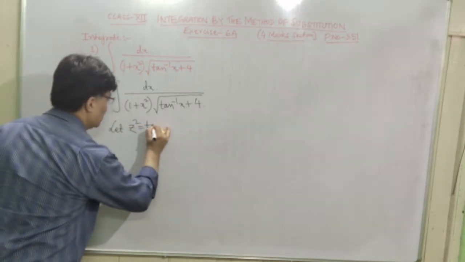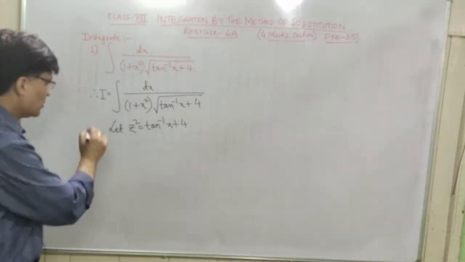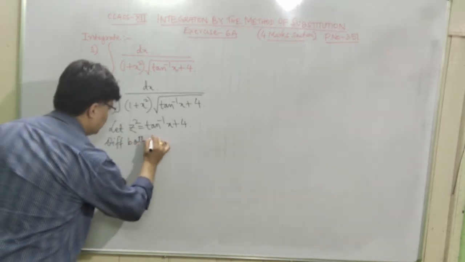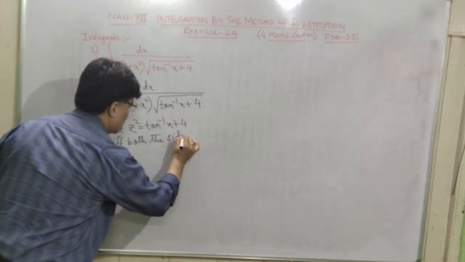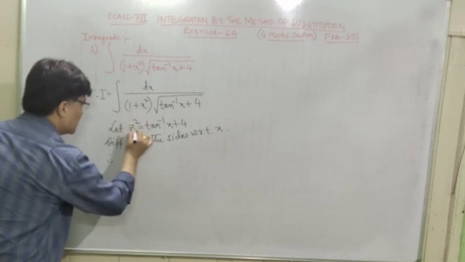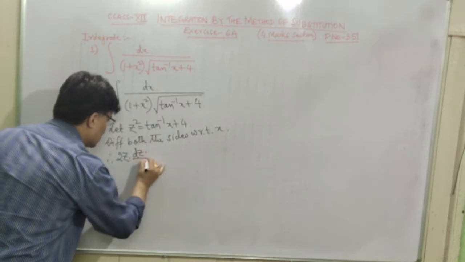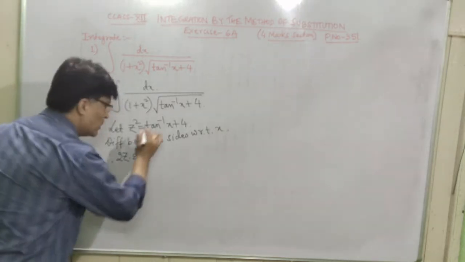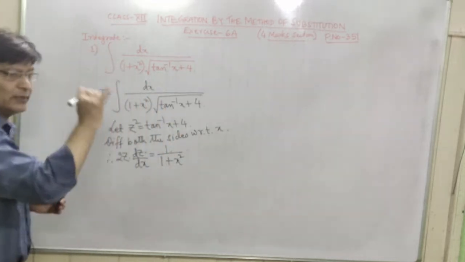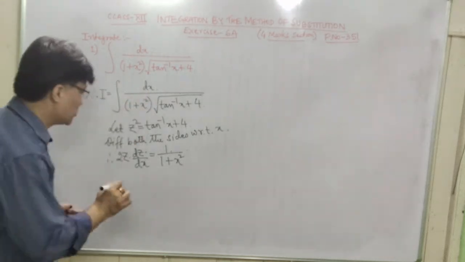So we can assume let z square is equal to tan inverse x plus 4. Right? So let us differentiate it. So differentiating both the sides with respect to x. Therefore, what is the differentiation of z square with respect to x? That is 2z into dz by dx is equal to, what is the differentiation of tan inverse x? 1 upon 1 plus x square. Is that clear?